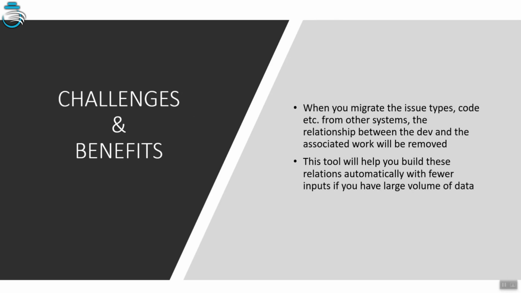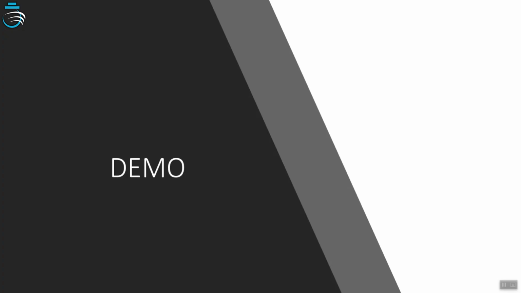So what made us build this tool? Well, there are a few challenges that this tool will eliminate. When you migrate the issue types from Jira to Azure DevOps, as well as the source code from any other version control system, in this case say Bitbucket, the relationship between the development and the associated work will be automatically removed during the migration. So post migration, the tool will help you build these relations automatically with fewer configurations, even though you have a large amount of data. Let me take you through the demonstration of this tool.